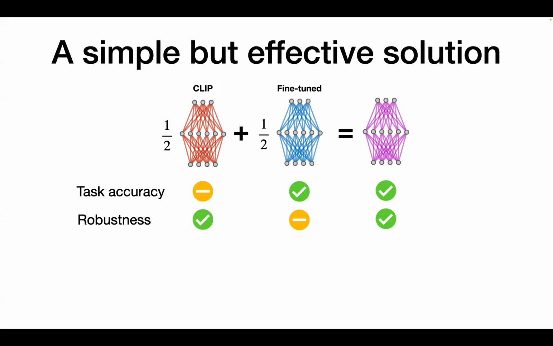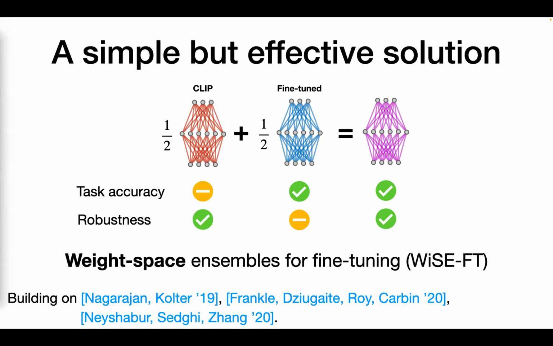As I said, credit to Mitchell and Gabriel for figuring this out. So we call this a weight space ensemble for fine-tuning. Sometimes things in deep learning are just easier than you would expect. I think also it's a nice indicator for how little we really understand.